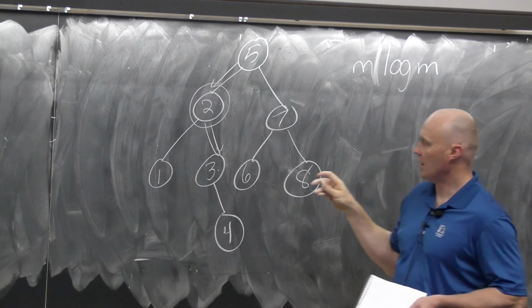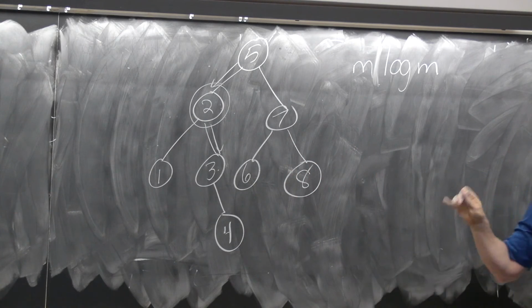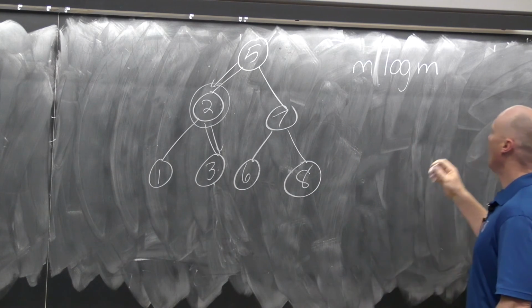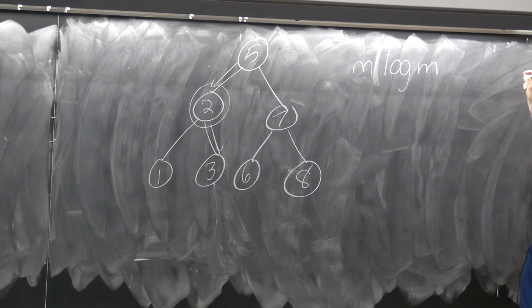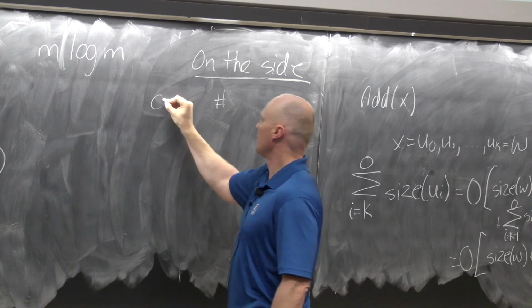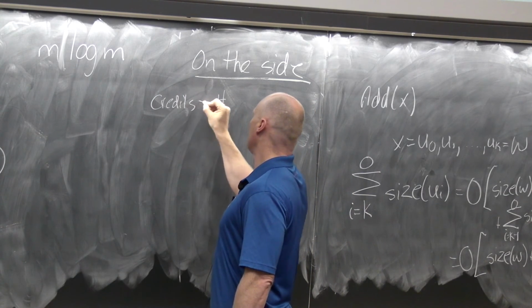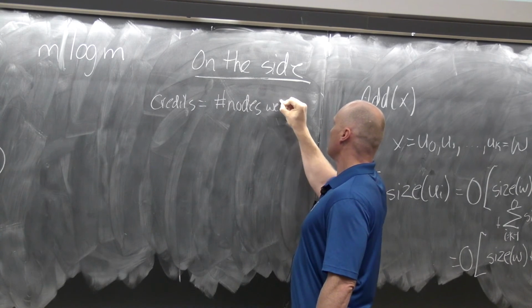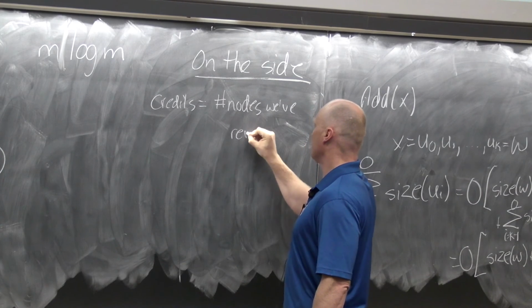For deletions, it's the same thing. We add a credit for every node that we touch. But then after we delete the node, if we delete 4, we add another credit on the side. So on the side here, we basically have credits equal to the number of nodes that we've deleted or removed.